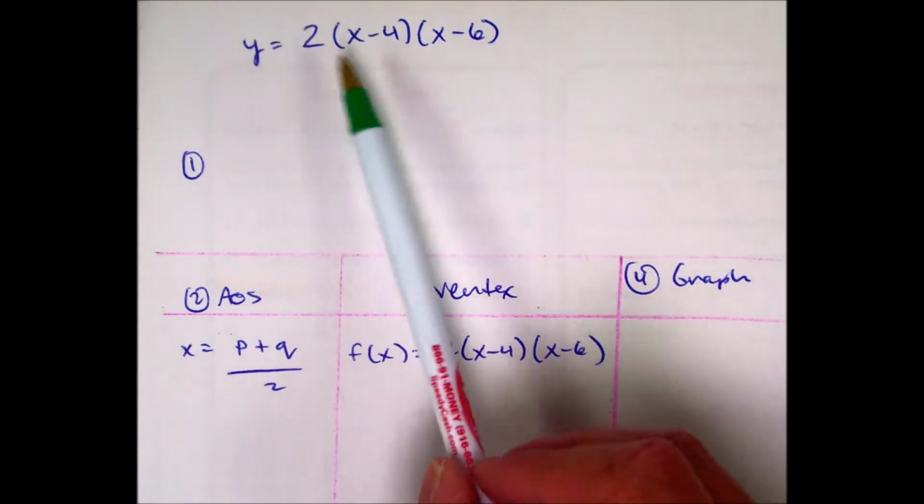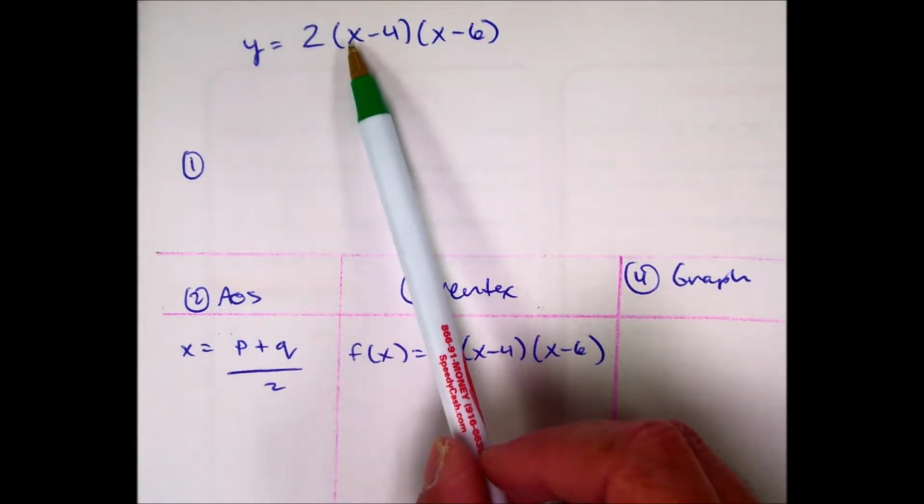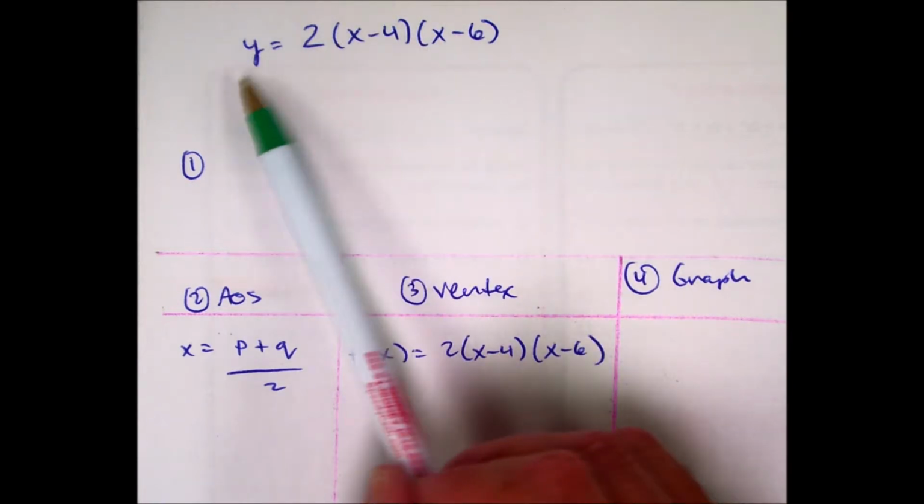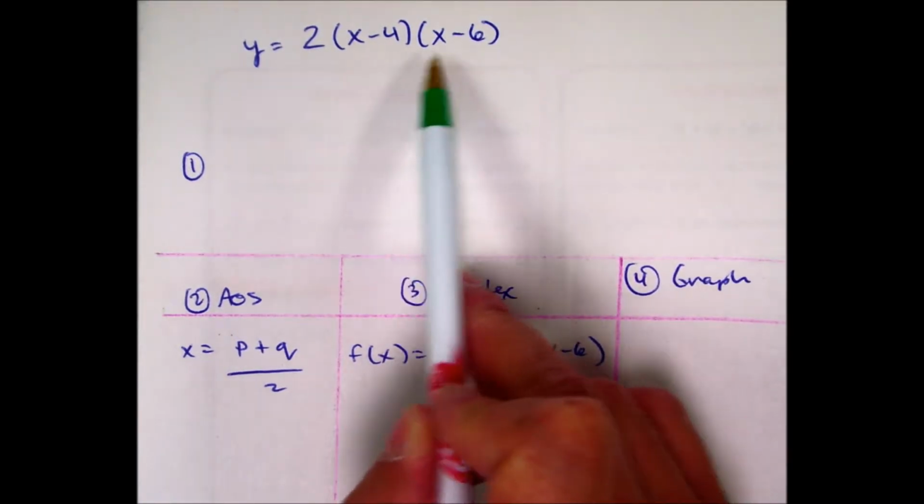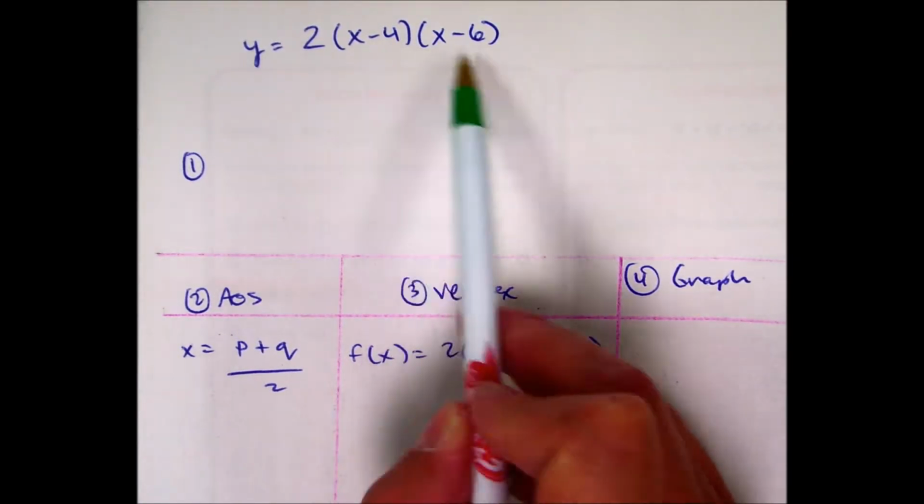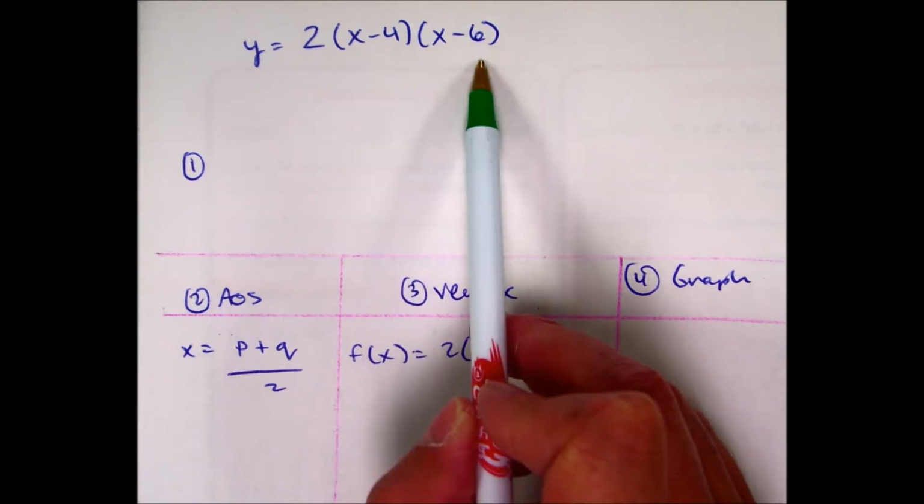Now we'll learn next chapter that when you multiply and distribute, x times x is x squared. So this is quadratic. And this is called the intercept form or factored form. The reason they call it factored form is that it's a quadratic that's already factored for you.